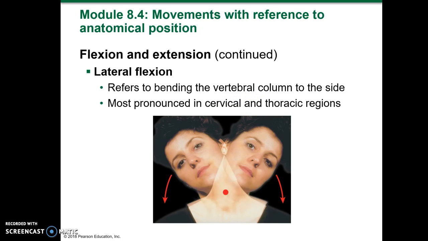There's also such a thing as lateral flexion, like bending the vertebral column to the sides. This is most pronounced in the cervical and thoracic region. Again, you are decreasing the angle between the body and the skull or the neck area.